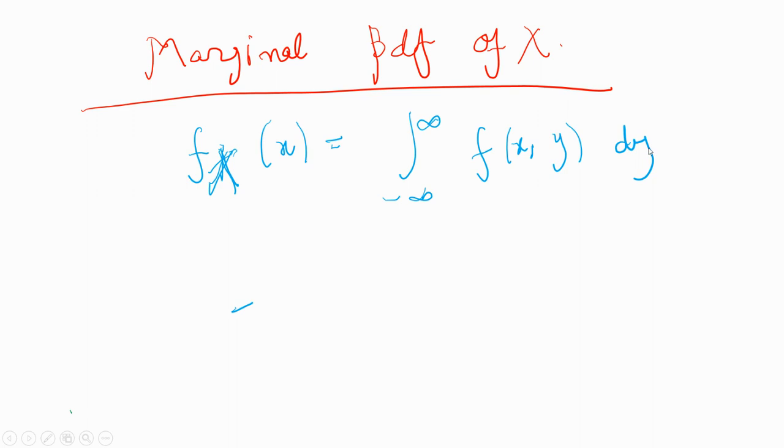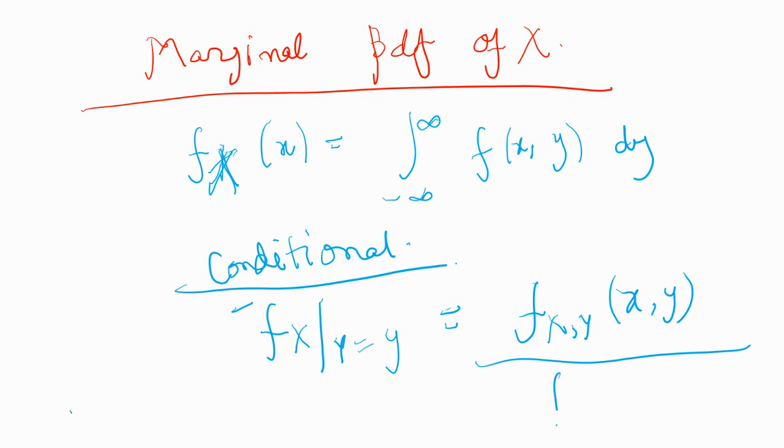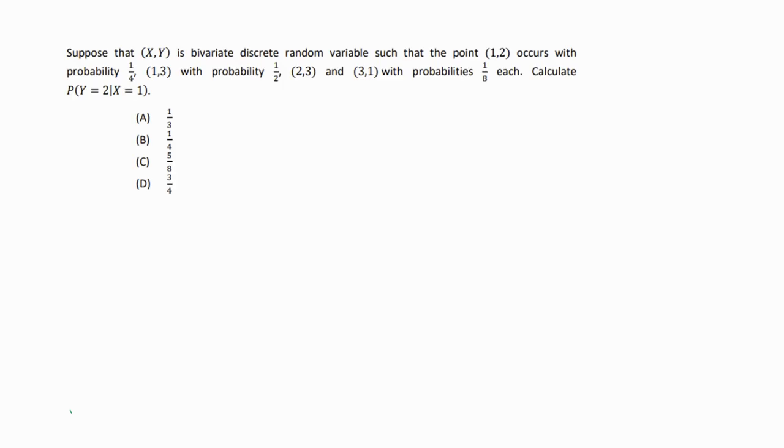Okay, so this one is marginal, and then we have conditional. For conditional, f of x given y is equal to y will be f_XY of x and y, and below we have the marginal of y. So this way you can find the marginal and conditional ones. Now we can start with the questions.